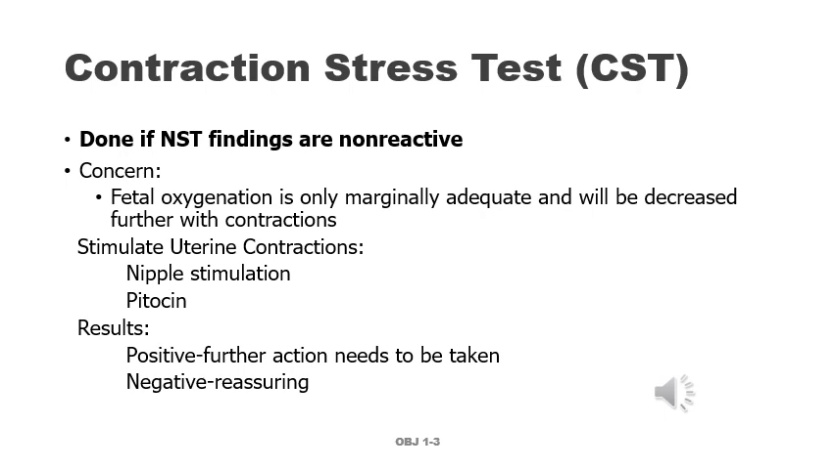Two ways to stimulate uterine contractions are with nipple stimulation, where the woman can rub or roll her nipples, or you can start an IV and give her Pitocin. Results: a positive test means that the fetus is showing some stress in relationship to contractions, so the baby's having some kind of decelerations with the contractions. A negative result on a contraction stress test is reassuring.